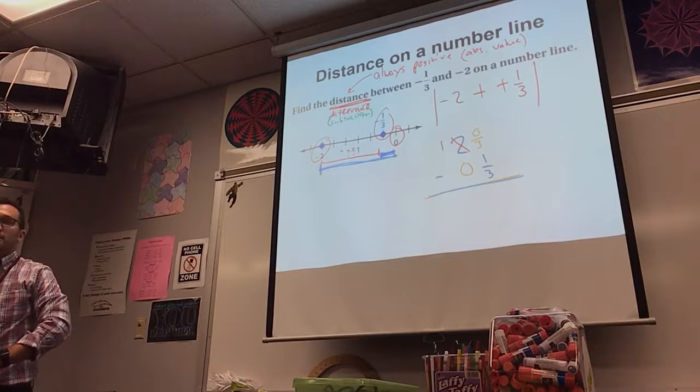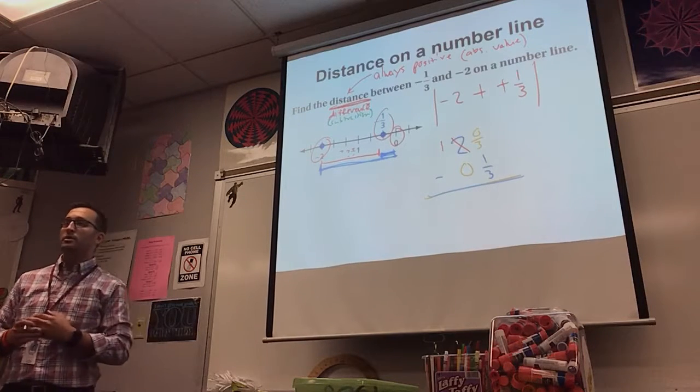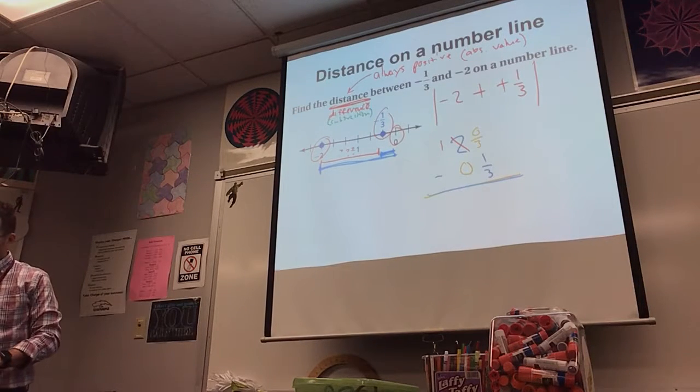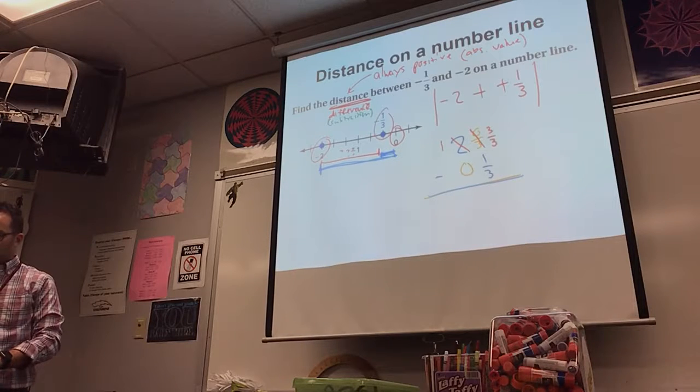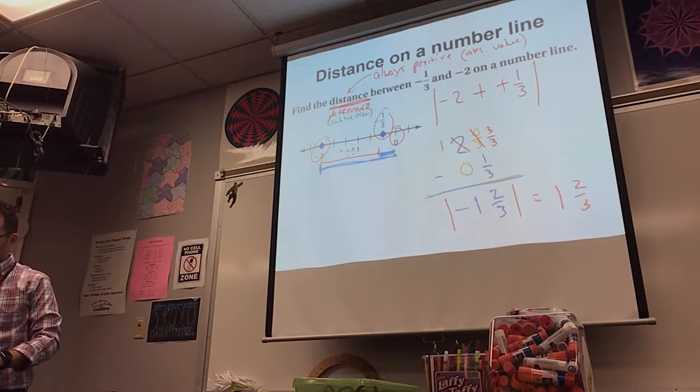This becomes 1. I'm not going to borrow 10, I'm going to borrow 3. 3/3, so this becomes 3/3. 3/3 minus 1/3 is 2/3. 1 minus 0 is, and it's negative, right? It technically is negative, but it's the absolute value, isn't it? So my answer is 1 and 2/3.